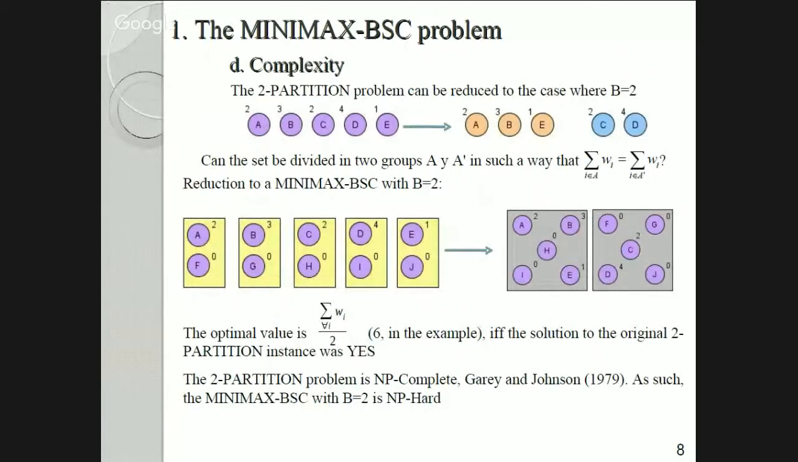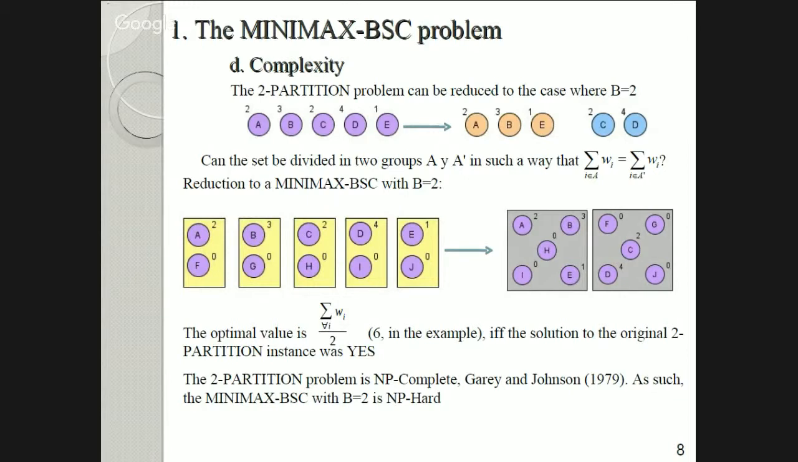About the complexity of this problem, as I said, there was already some discussion about maybe some specific case of this problem being solvable in polynomial time. But as we can see, even the most simple form of this problem, which is the problem in which we have only two questions per set, the two-partition problem can be reduced to this case. The two-partition problem: I have a set of items, and I want to partition them into 2 subsets, such that the sum of the weights in both subsets are equal.